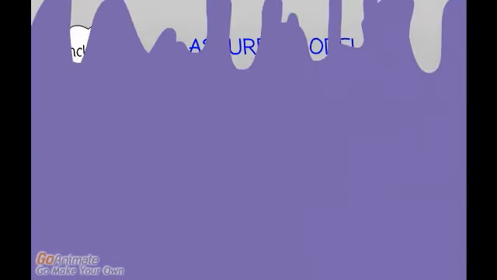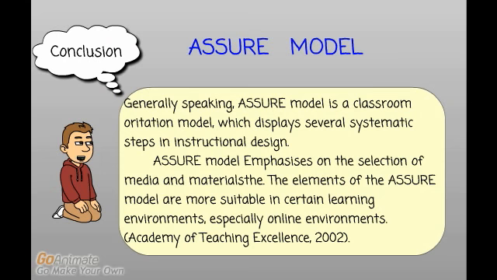So, generally speaking, the ASSURE model is a classroom orientation model, which displays several systematic steps in instructional design. It emphasizes the selection of media and materials. The elements of the ASSURE model are more suitable in certain learning environments, especially online environments.